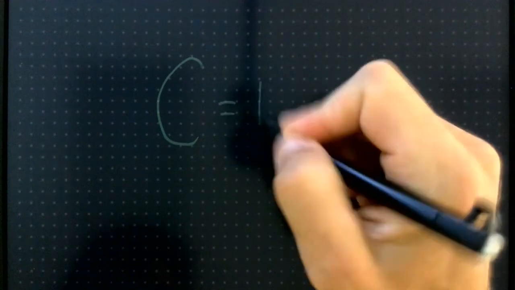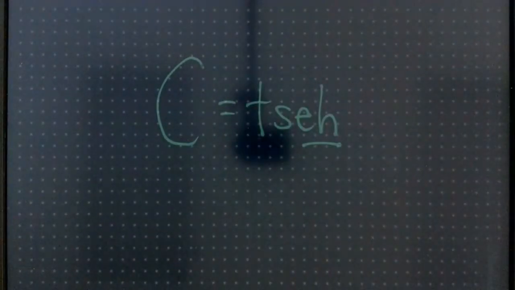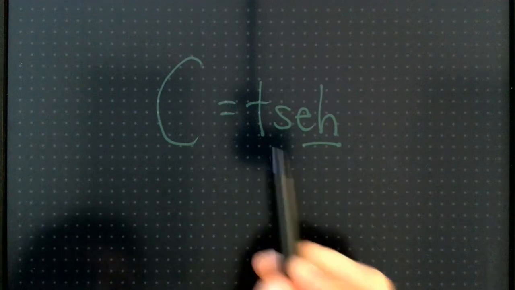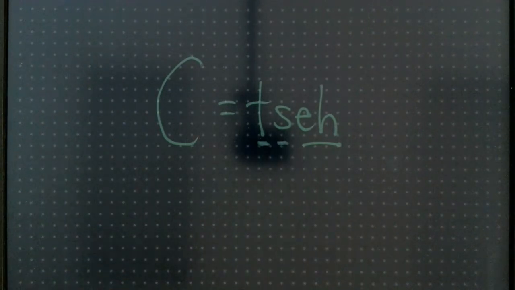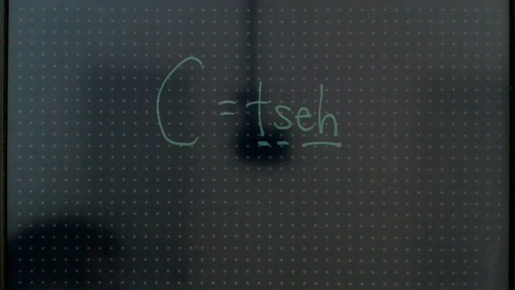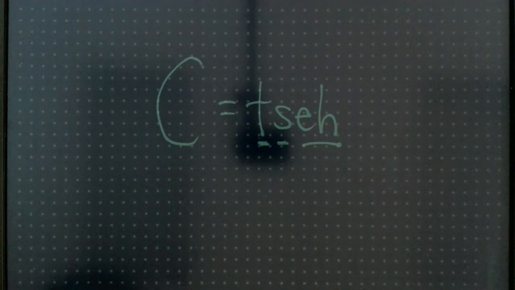Up next we have C. Now it's important to note here as well that we have a TS sound, and those letters are combined together to make a ts sound. So it's C.